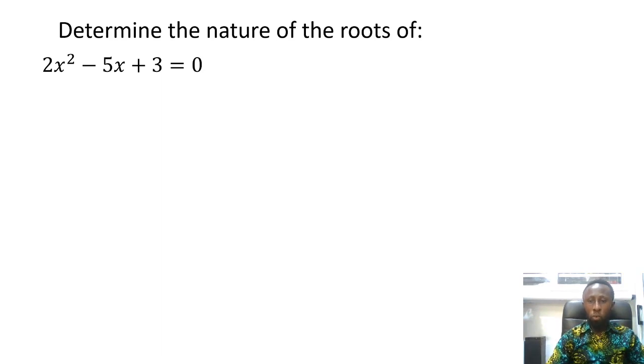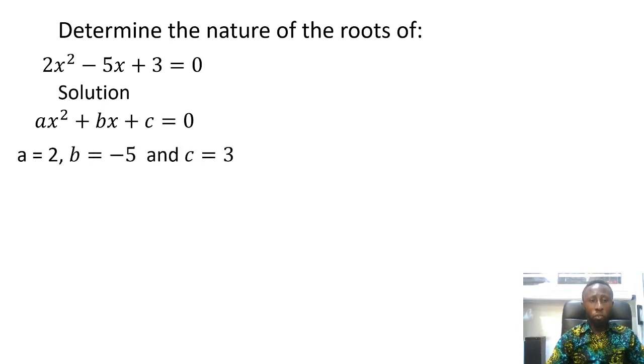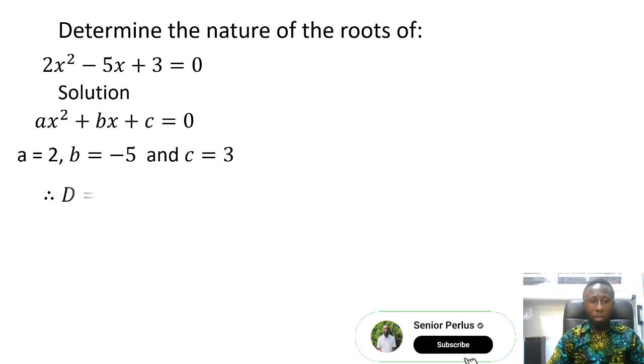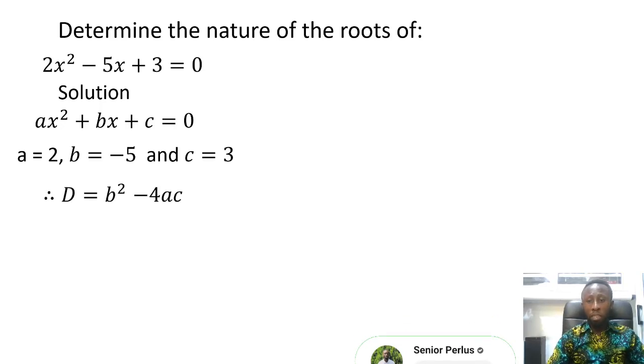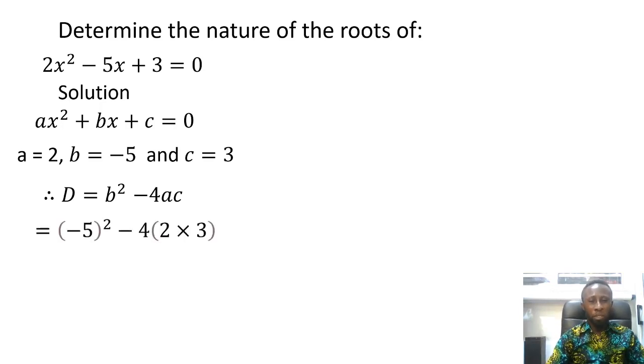So what should we do? This one is a quadratic. So our A will be what? Solution. These are quadratic, so let's compare. Therefore, our A is 2, our B is -5, our C is 3. Then what's our discriminant? That's D equals b squared minus 4ac. Since we know our A, our B, and our C, we just do the substitution. As easy as that.